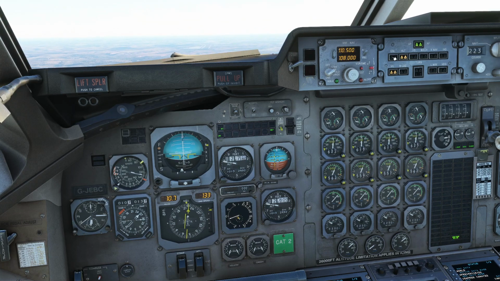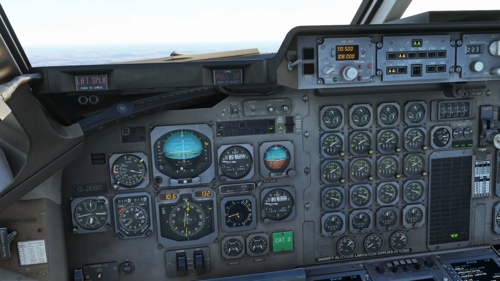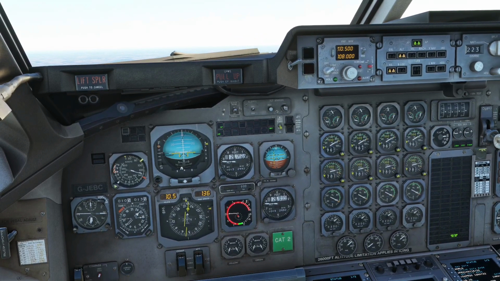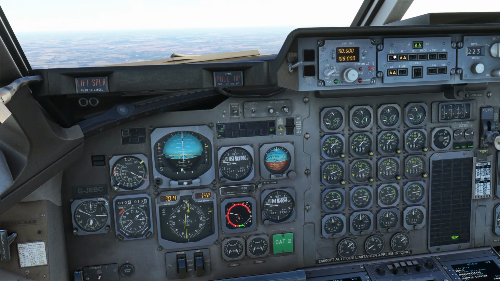So we're at 2,500. We need to accelerate, or we're going to go too slowly. We need to hold about 140 knots. Descend. That's TCAS, don't take any notice of it.